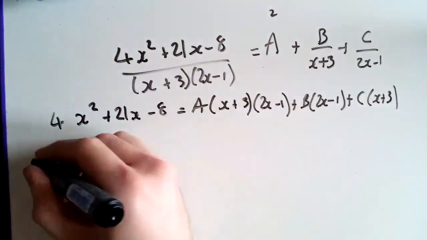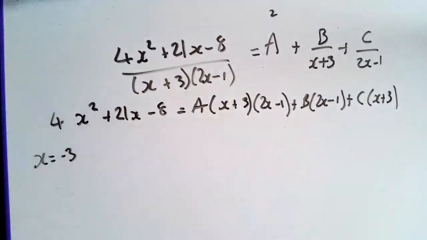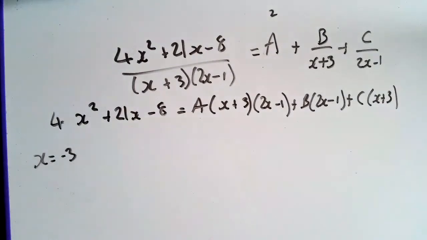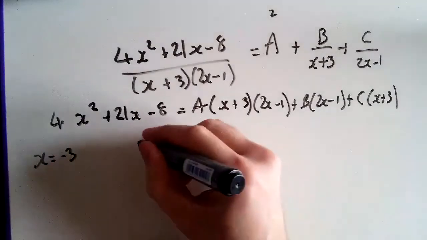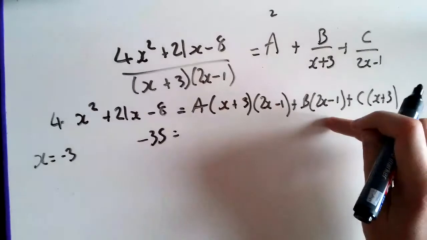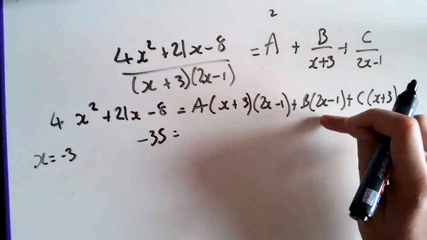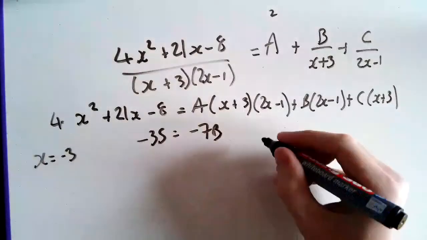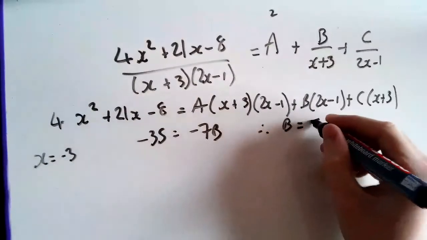So sub in my magic numbers. When x is −3, this side becomes 4 times 9, take away 63, take away 8. I get −35. This disappears, so I've just got this. So that gives me −6 minus 1, so −7b. So therefore, b equals 5.